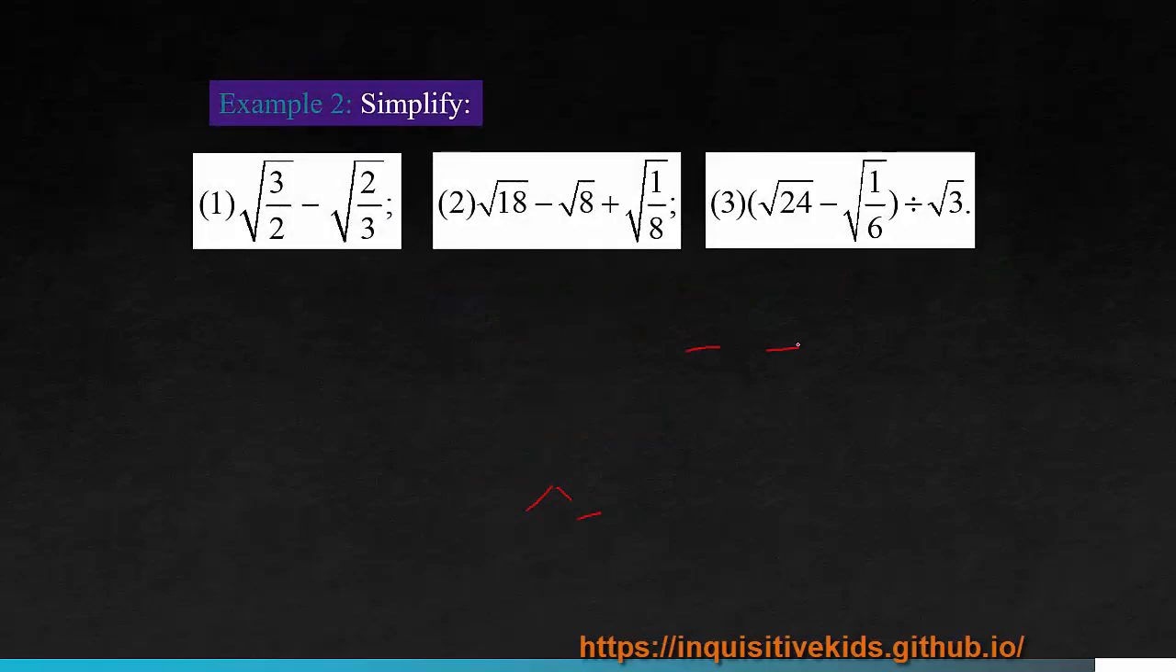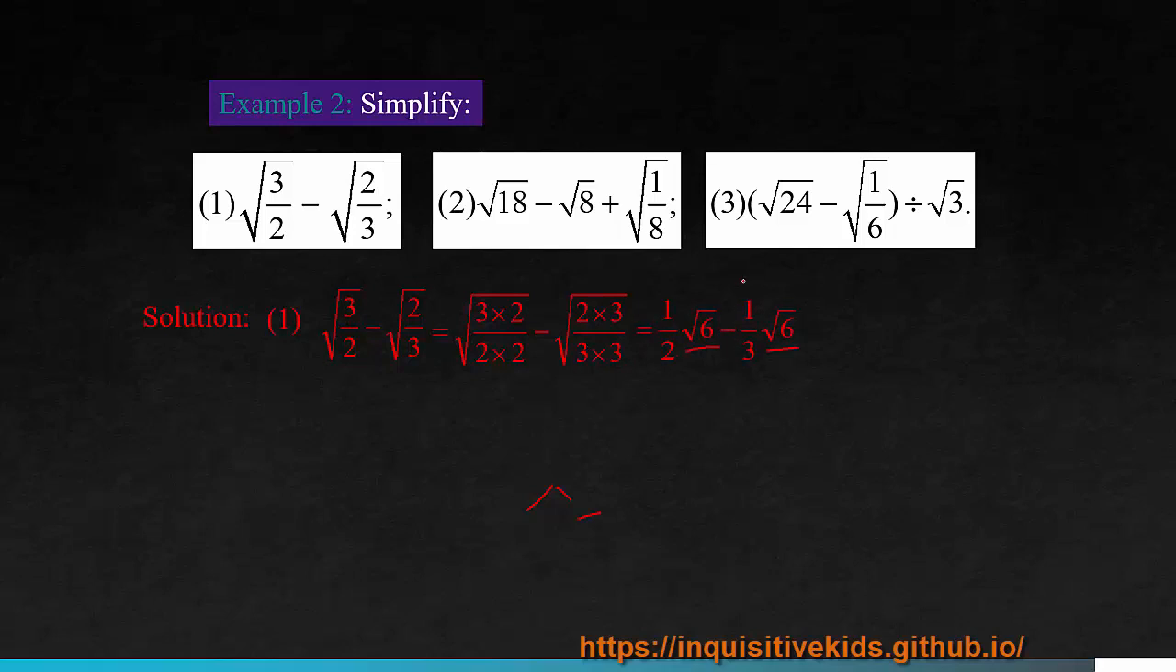Now I want you to pause the video and simplify these 3 expressions. For the first one, we have the arithmetic square root of 3/2 minus the arithmetic square root of 2/3. What they did here is that they multiplied a 2 over 2 to the first term, and then a 3 over 3 to the second term, and you'll see why in a second.